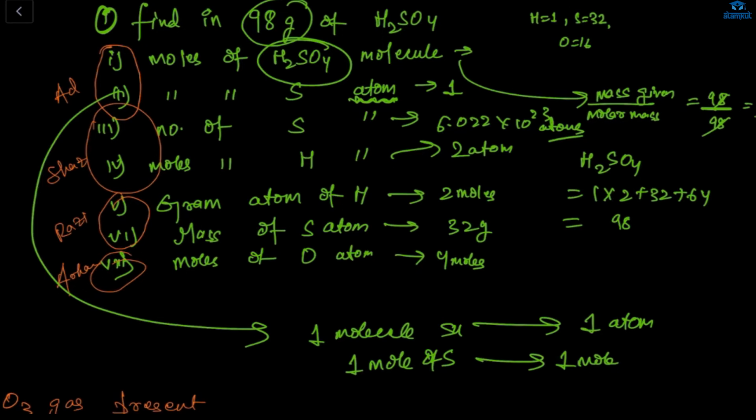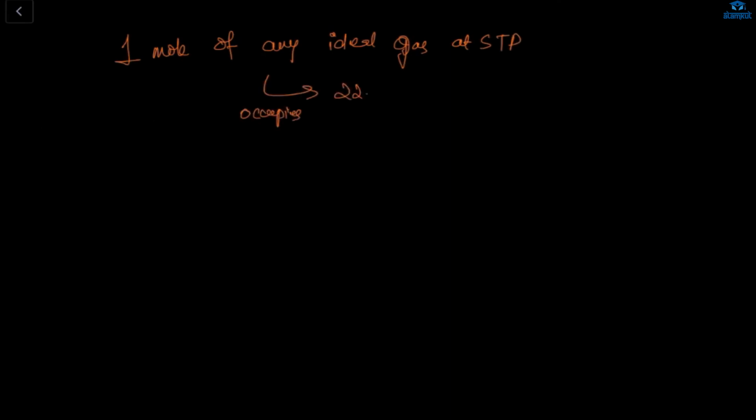Okay. Now, next question. See, for 1 mole of any ideal gas at STP, your value is for 1 mole. Ma'am, was it 24.4 or 22.4 or something? 22.4, yes. For 1 mole of any ideal gas at STP, it occupies 22.4 liters. Okay, so this is the theory.